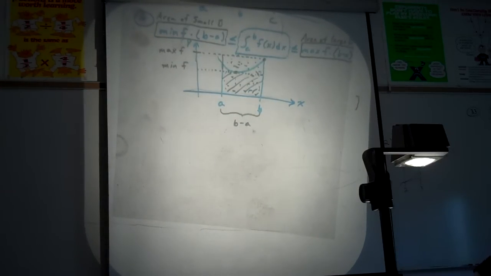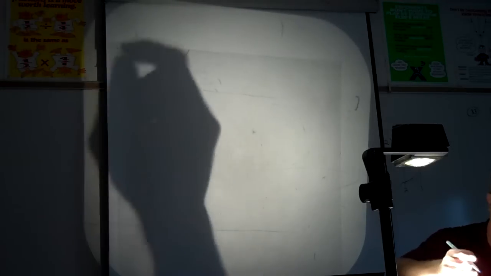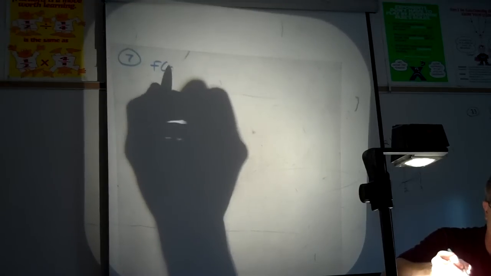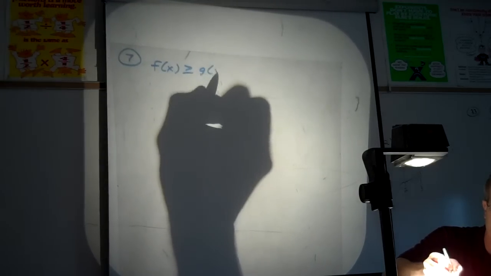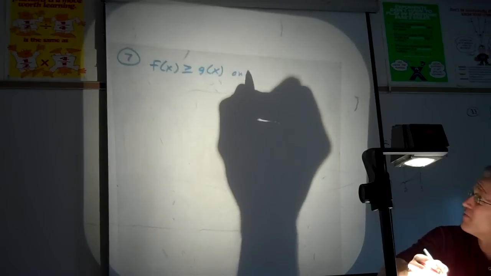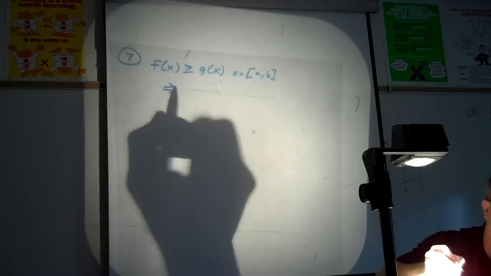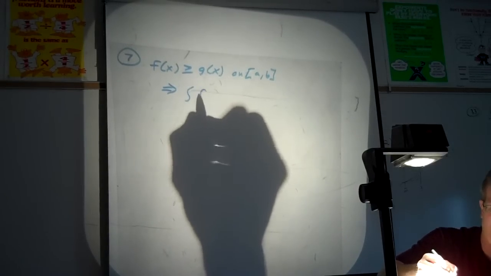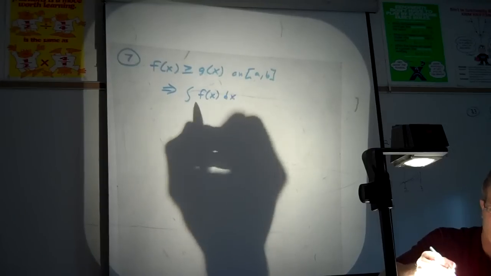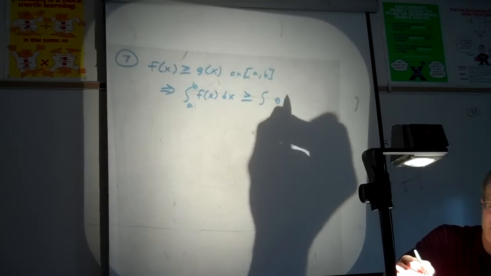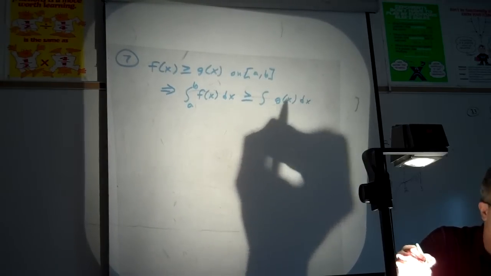Let me grab a new sheet for this one, I think. I need to look at these transparencies and I'm done, I know. But number 7. It says, if f of x is greater than or equal to g of x on an interval a to b, that implies that the integral of f of x dx from a to b will be greater than or equal to the integral of g of x dx from a to b.